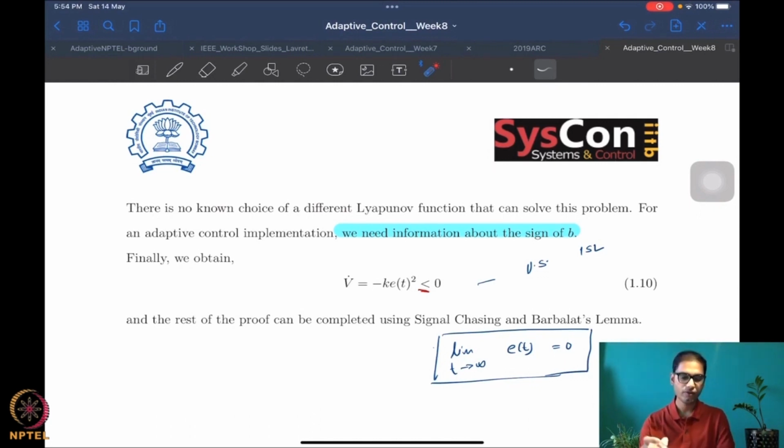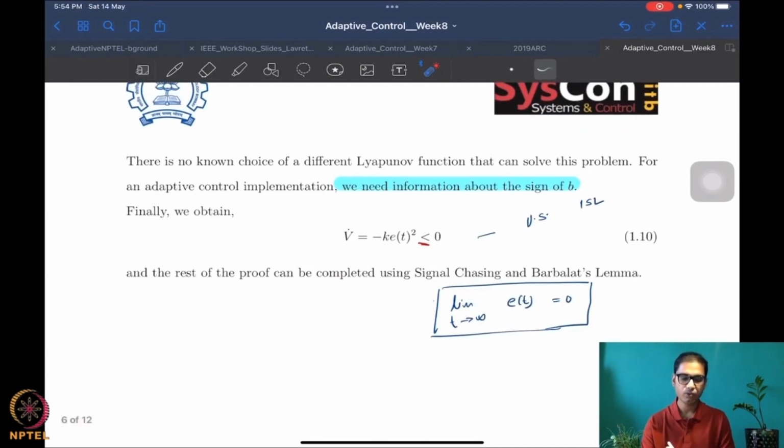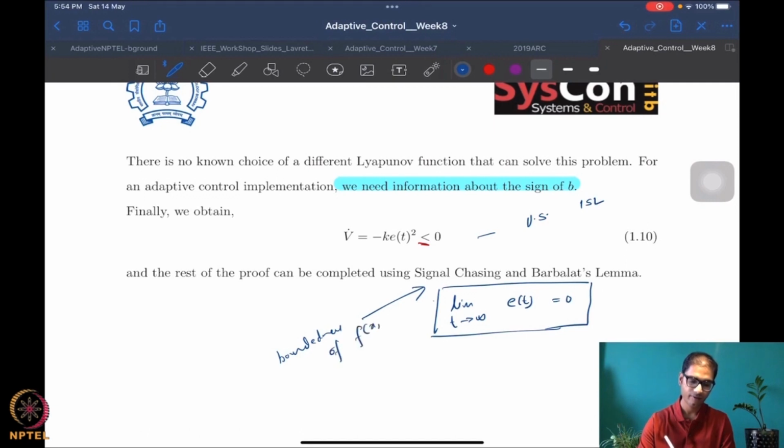Now, we of course get a negative semi-definite V dot, and we can complete the proof using standard signal chasing and Barbalat's lemma corollary type arguments. Of course, remember that in order to complete the signal chasing arguments, we need boundedness of various quantities. And this is where the boundedness of f is required. Yeah, so the boundedness of f will be required in order to complete these signal chasing arguments. All right, so this is where it gets applied.